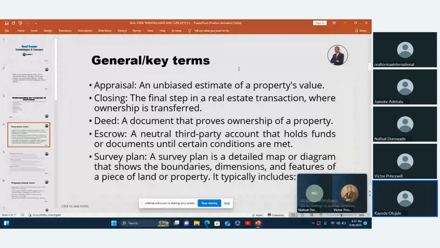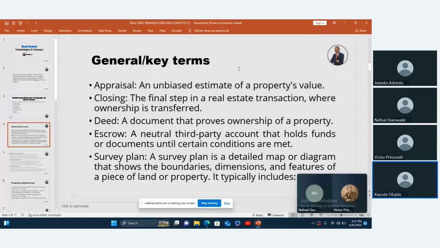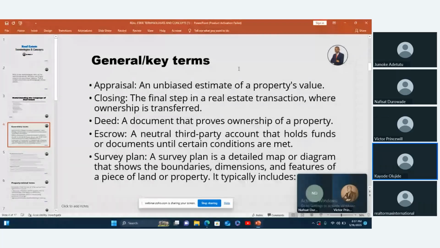Before the ownership can be transferred, closing will take place. And what are the things involved in the closing? You have the payment, you have the issuing of receipt, you have the documentation of the transaction. All this must have taken place. Then finally, before you can say you have totally closed the deal, you must have taken all the final steps. The final step in a real estate transaction is where the ownership is finally transferred.